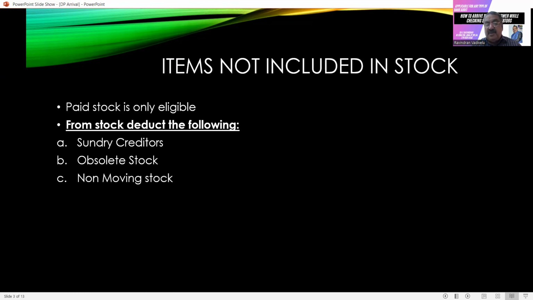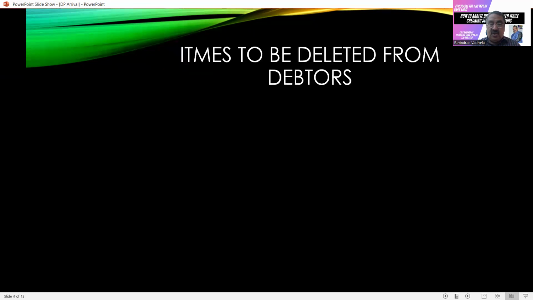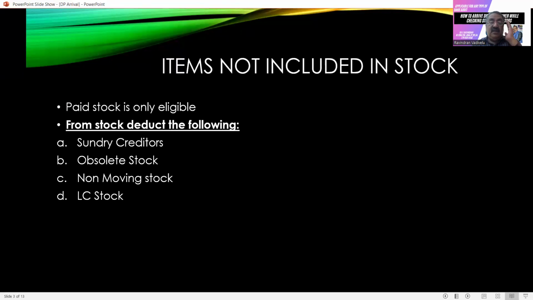Next thing is items that should not be included in the stock while arriving at the drawing power. That means only paid stock is eligible to be considered towards calculating the drawing power. So what are all those items which have not been considered as paid stock should be eliminated? Let us see the list. One is sundry creditors. You have to deduct the sundry creditors from the total stock. Then you have to eliminate the obsolete stock. You have to eliminate the non-moving stock, and the dead stock also you have to remove. Then LC stock should not be included in the list of the stock. So these items should be excluded from the total stock.